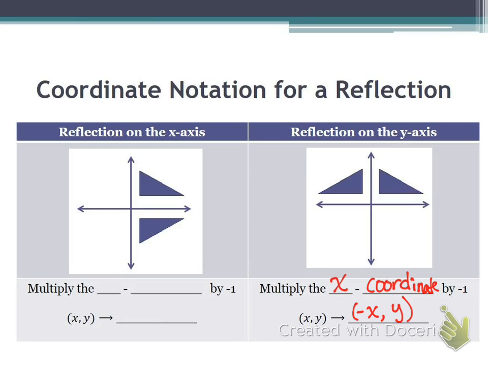If we are instead reflecting in the x-axis, what do you think gets multiplied by -1? The y-coordinate, and which one would stay the same? The x. Multiply the y-coordinate by -1, and the x stays the same. So if we use that function notation, the x is the same, and we have the opposite of y, or a -y.